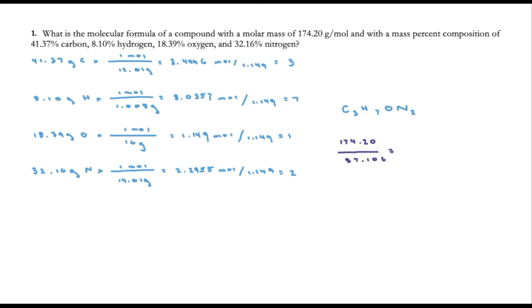Okay, so when you divide, what you'll get is a whole number. Sometimes it'll be 1, sometimes it won't. If it's 1, what that tells you is that the empirical and molecular formula are the same. Here, it's going to be 2. So to get my molecular formula, I simply need to take my empirical formula and multiply all of the subscripts by 2. So this is going to become C6, H14, O2, and N4.